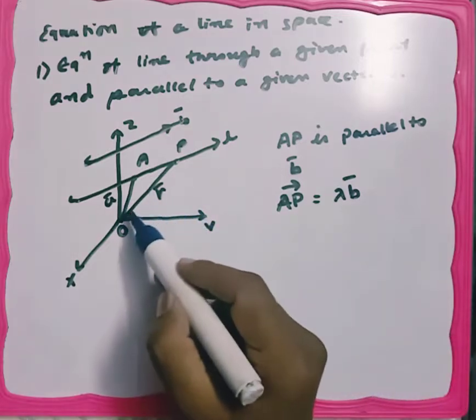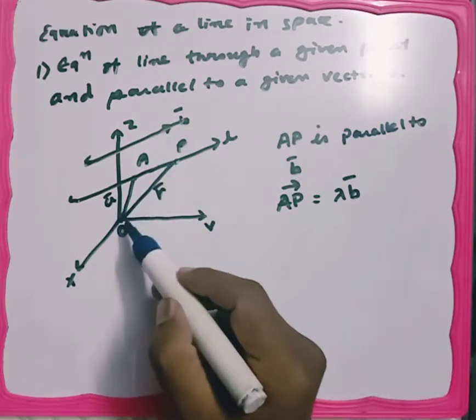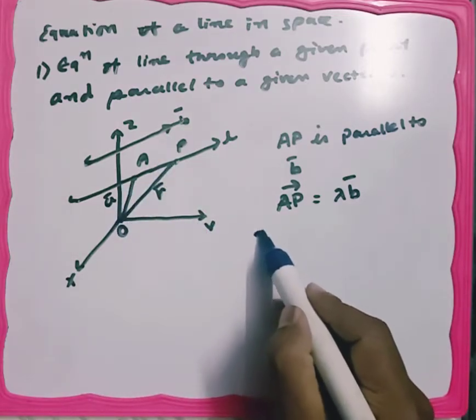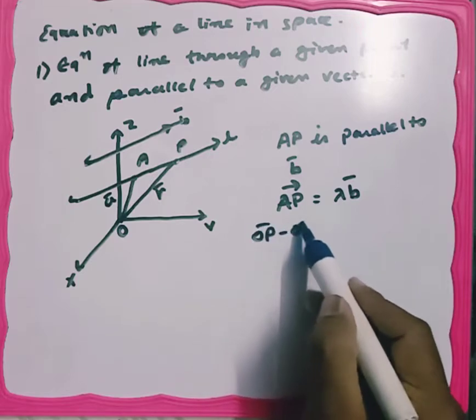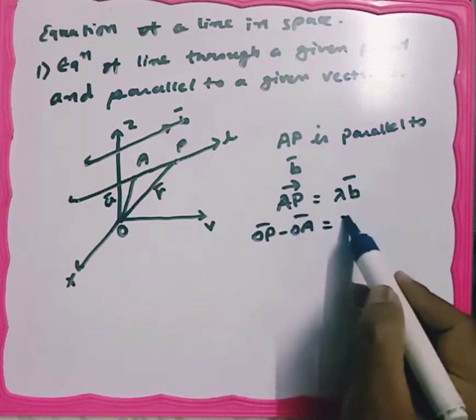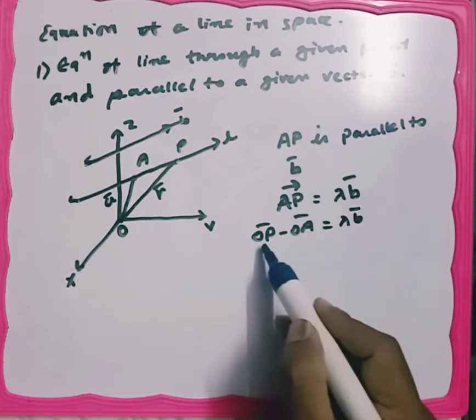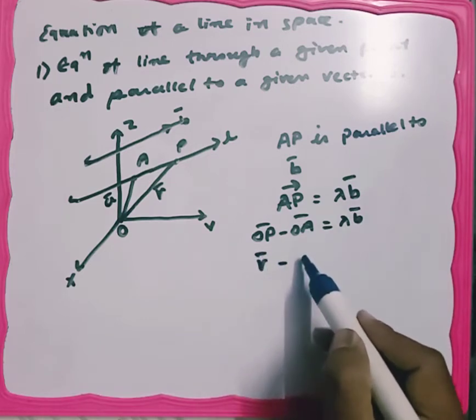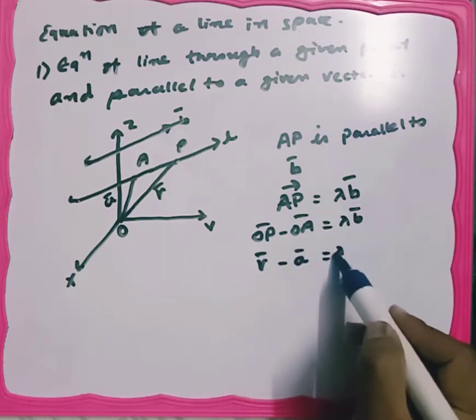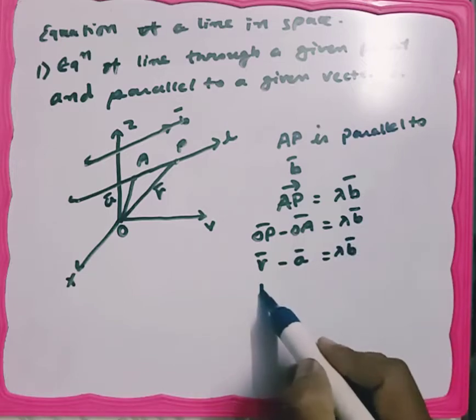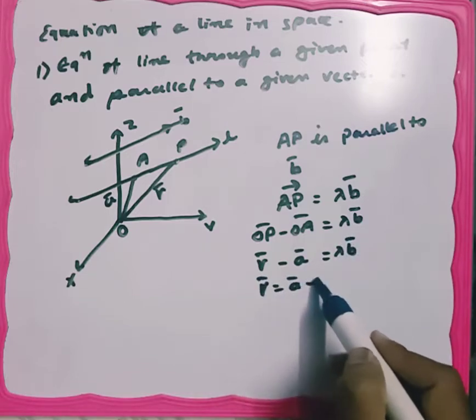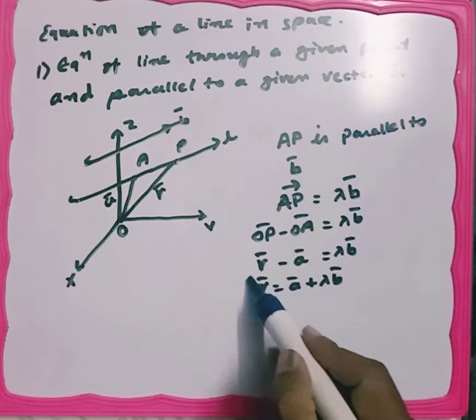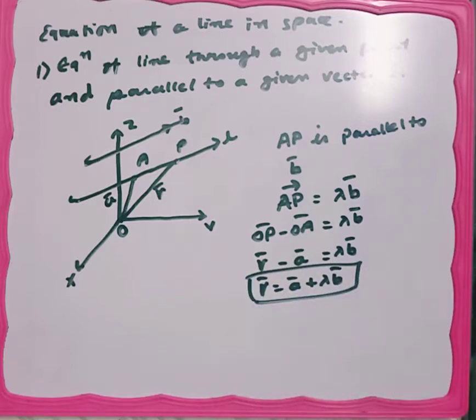But vector AP, by the triangle law, we can write as OP minus OA equals lambda B bar. So OP vector is R bar, OA is A bar, equals lambda B bar. And so R bar equals A bar plus lambda B bar is the vector form of any line passing through a given point and parallel to the given vector.